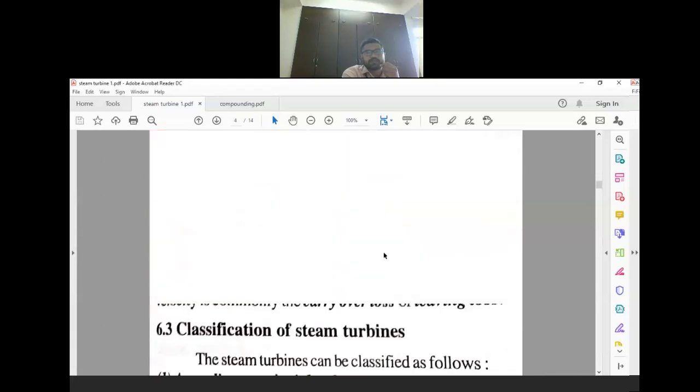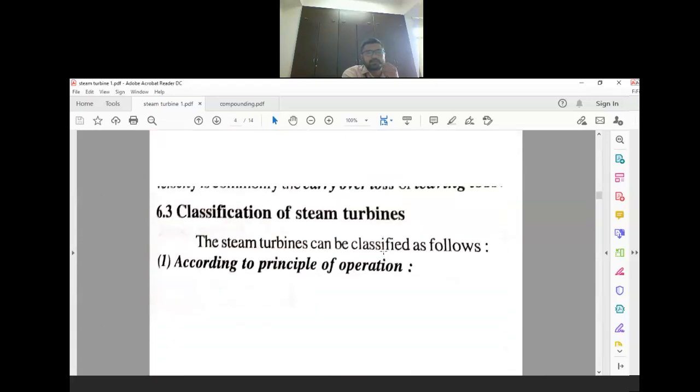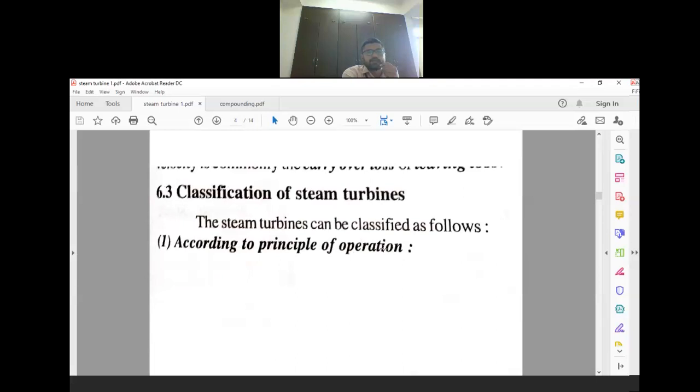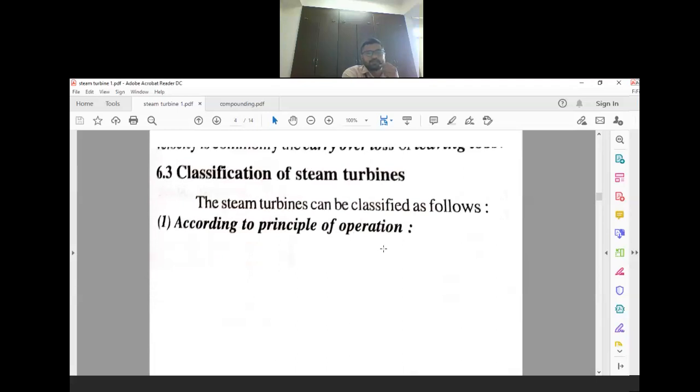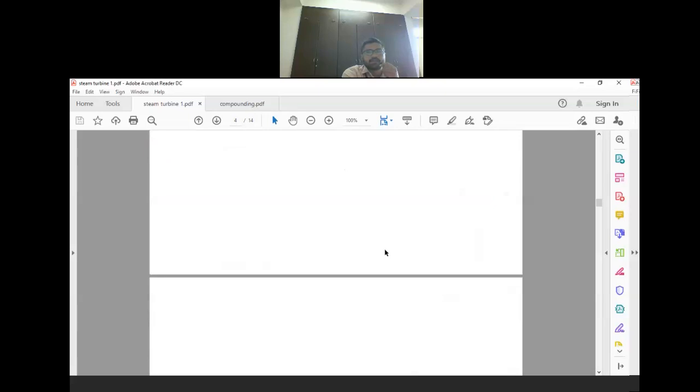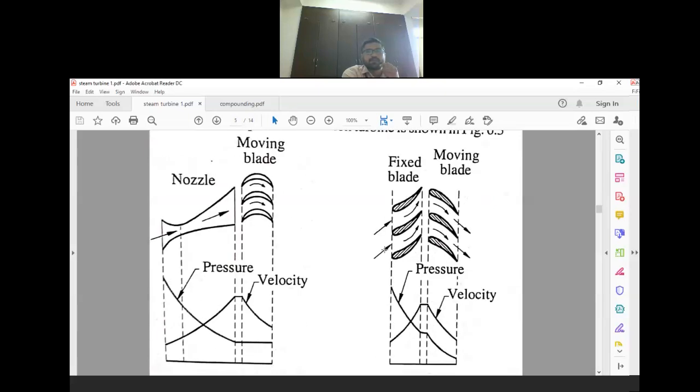Then after we will discuss the classification of steam turbine. So according to working principle, two types are there: impulse and reaction. About impulse and reaction we studied in our fluid power engineering also.